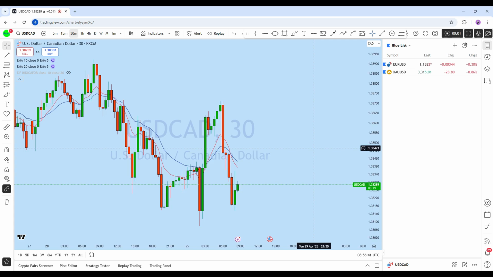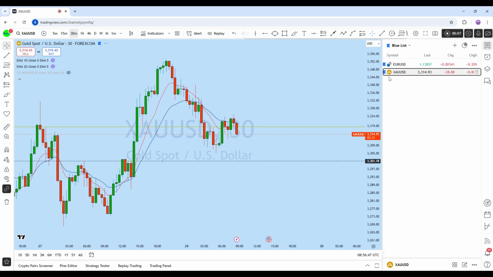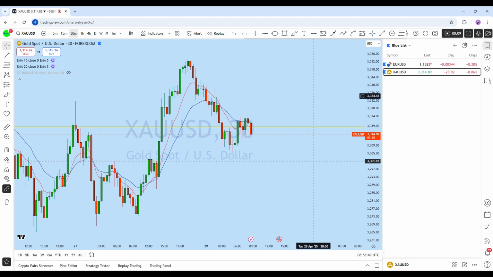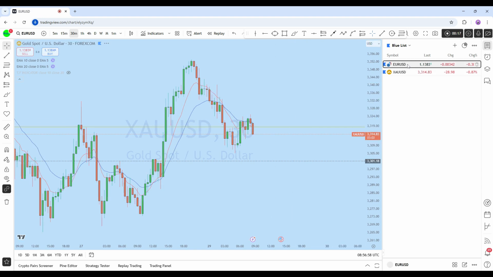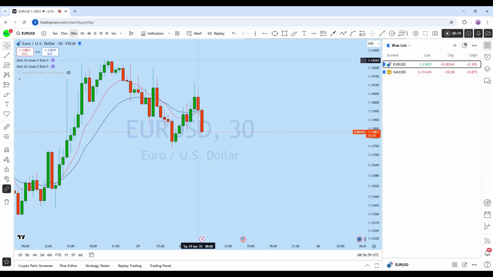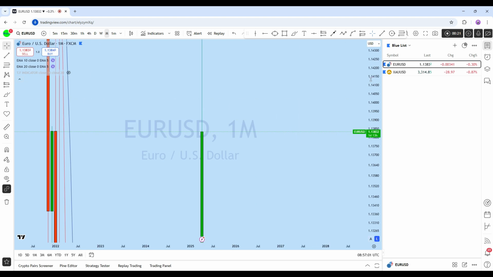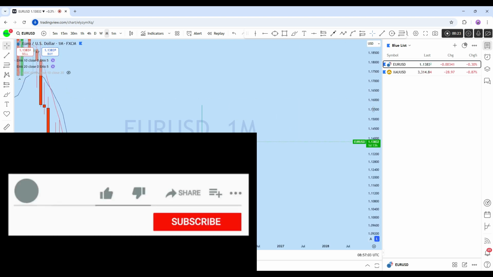Hello trader, in this multi-time frame analysis I'm going to look at EURUSD and XAUUSD. Both of these instruments currently show significant trading opportunity on the lower time frame. So before we look at how we can find entry on the lower time frame, first let's look at the bigger picture, starting with EURUSD, looking at the monthly chart to see the overall direction in this market.